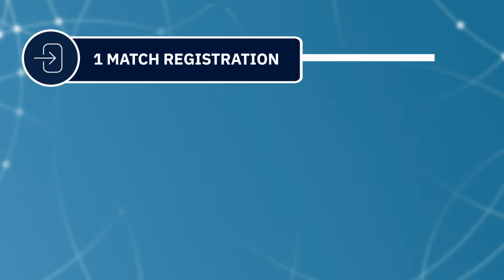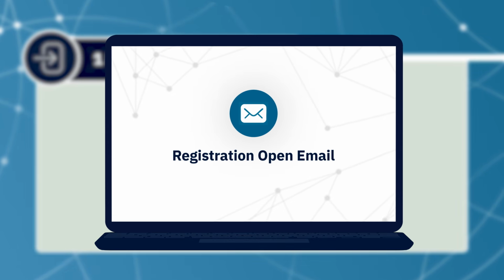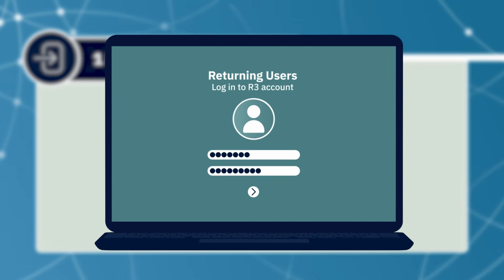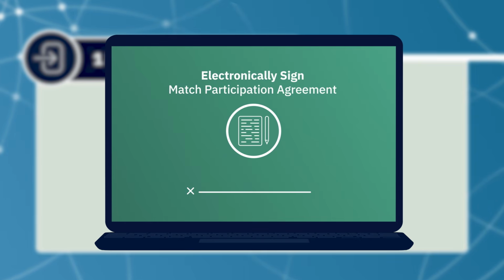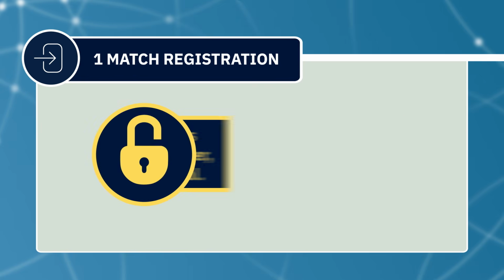Step 1. Match registration. When match registration becomes available, school users receive an email. New users will receive a token link to create an account in the R3 system. Returning users can log in with their already established username and password. Both new and returning users will electronically sign a user-specific match participation agreement. The agreement includes all the policies medical school users must adhere to during the match.